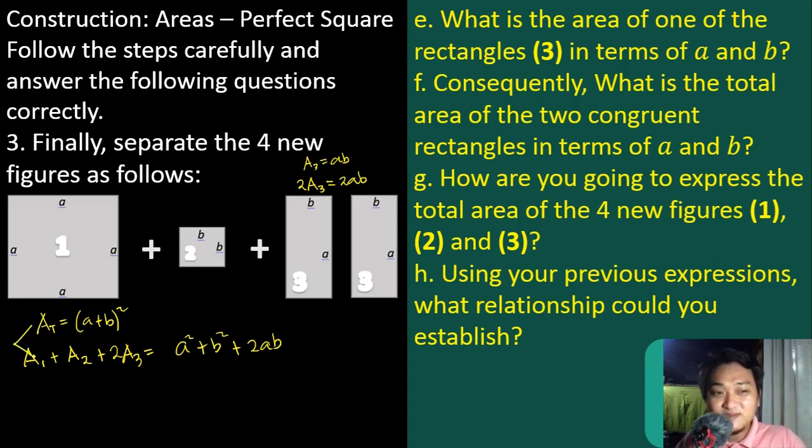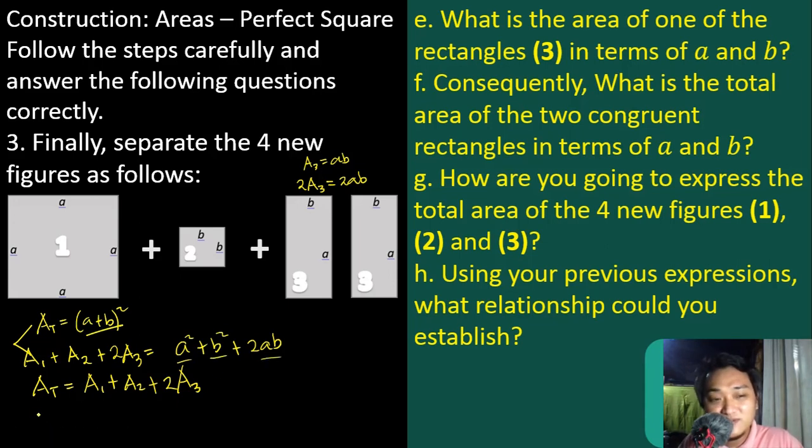Diba they are equal? Oh, they are just equal. Kasi pinaghati-hati lang naman natin yung mga squares na maliliit na yun, diba? Tsaka yung rectangles. Kanina buo sila, tapos dinivide lang natin into several sections. So, therefore, they are equal. So, to simply state, we can say that the total area is equivalent to area 1 plus area 2 plus 2 times the area of figure 3. And let us substitute the following values. That is also equivalent to A plus B squared is equivalent to A squared plus B squared plus 2AB.